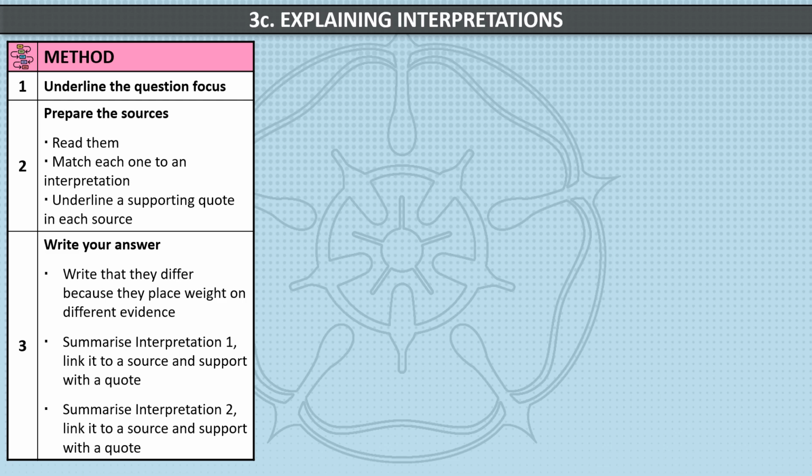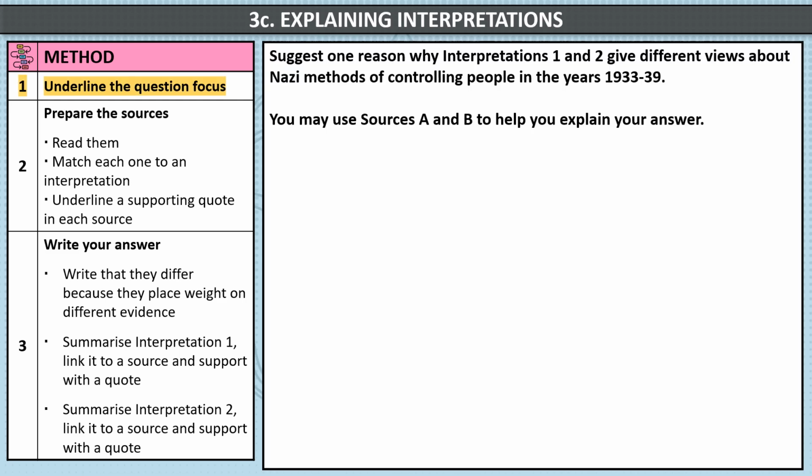When we're explaining interpretations, here's one method we can use. As before, you should memorise this method so that you can do it independently yourself. We start by underlining the question focus. It will be the same as the previous question. So once again, we're focusing on Nazi methods of controlling people, 1933 to 39.